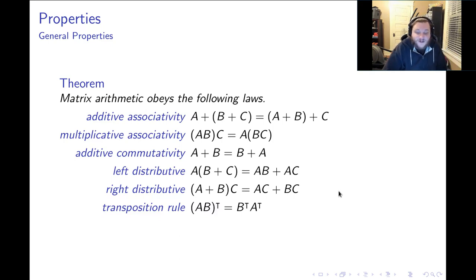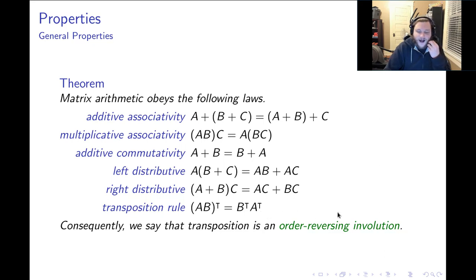And there's also the transposition rule. So this might be the first real interesting rule. The transposition rule says if we want to multiply A times B together and then transpose, that's cool. And that happens to be the same thing as individually transposing the matrices, but not multiplying them in the same order, multiplying them in the reverse order. So (AB) transpose is the same thing as B transpose times A transpose.